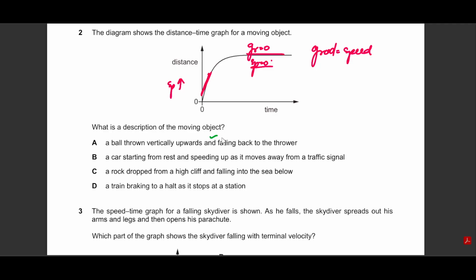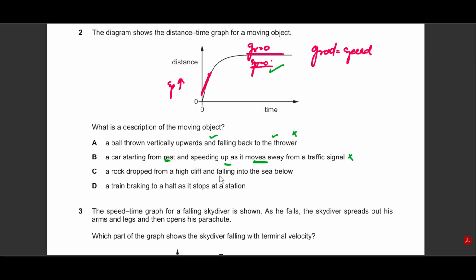A cricket ball thrown upwards vertically and falling back to the thrower. In both movements, the ball is moving, so it's not possible. The car starting from rest looks fine, speeding up and moving away. Now, this is not possible because the speed is not 0. It's still moving away, speed is not 0, but we want speed to be 0.